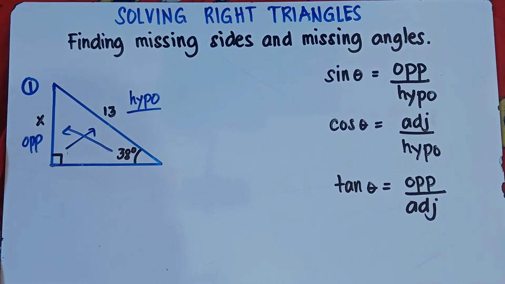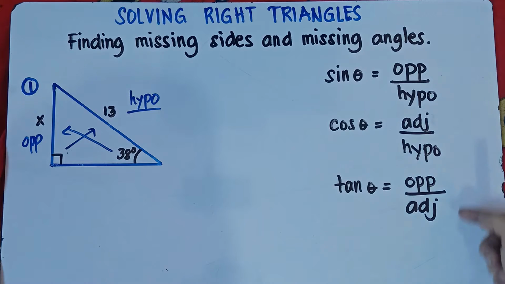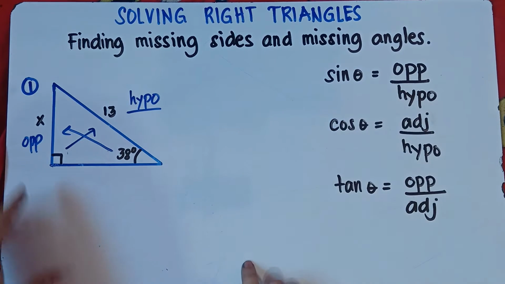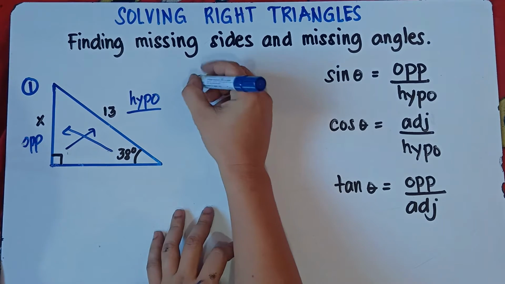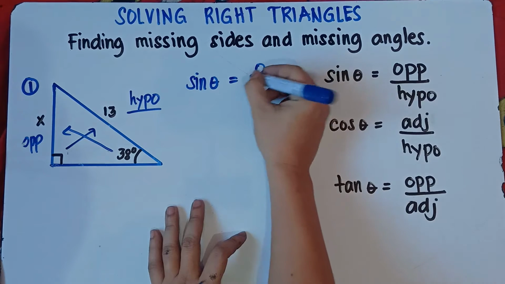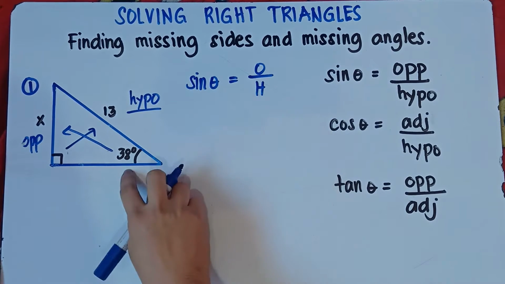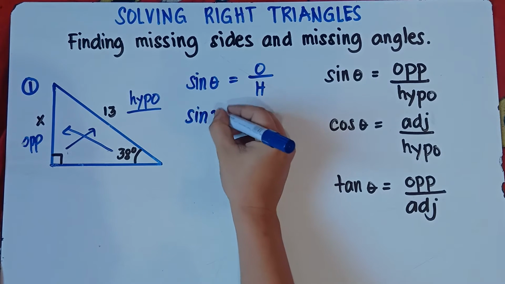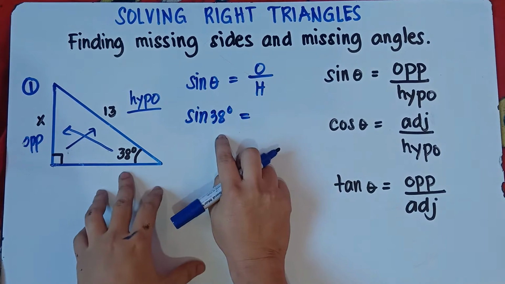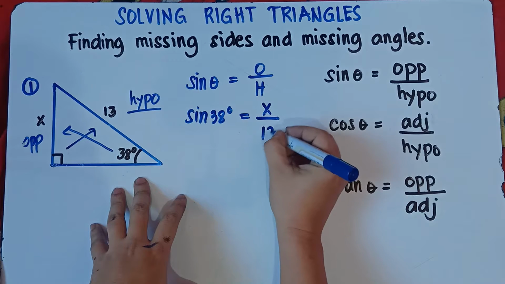Which trigonometric ratio can we use if we have opposite and hypotenuse? Opposite, hypotenuse, therefore we will be using sine to find the value of x. So that would be sine theta equals opposite over hypotenuse. Theta here means the angle. So sine 38 degrees equals, opposite is x, so x over the hypotenuse, which is 13.